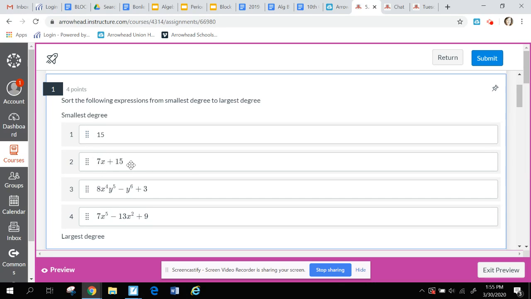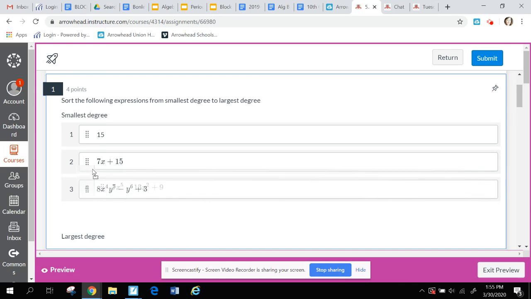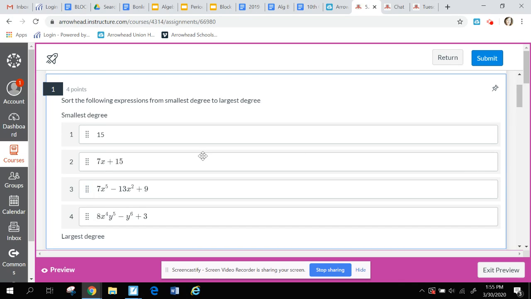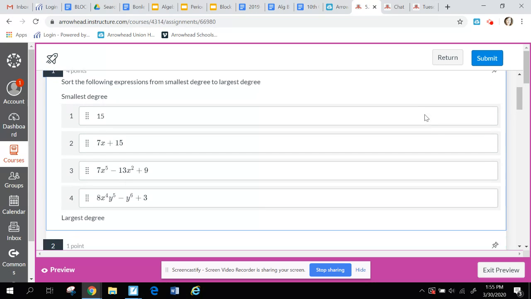7x plus 15 should go next because the x has a degree of 1. And then if I look at these next ones, this has a degree of 9. This has a degree of 5. So I want to switch these around so that they're in the correct order from smallest to largest.